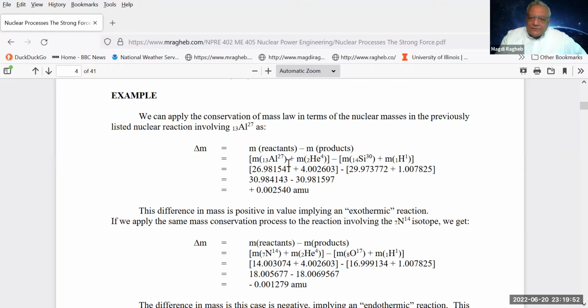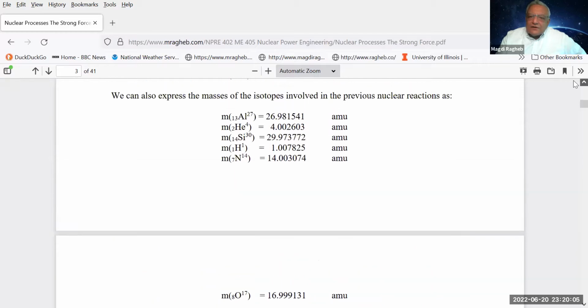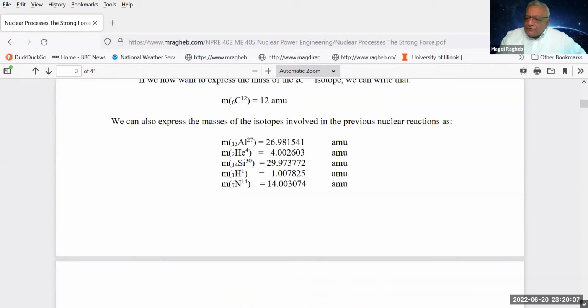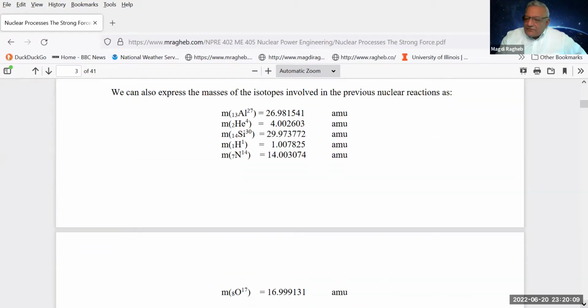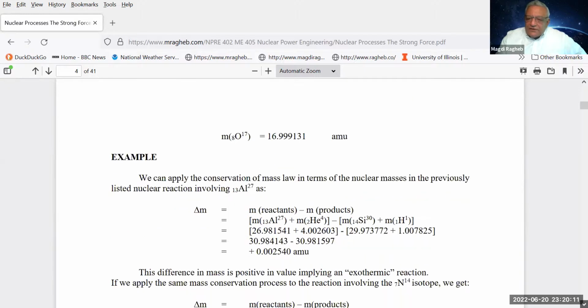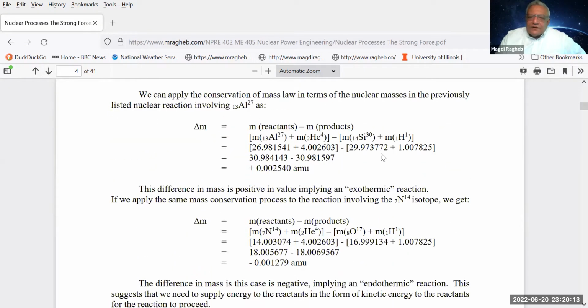Later on, we will distinguish between them and the neutral atoms, but for the time being, we can go now to the chart of the nuclides. The mass of the aluminum-27 has been listed right here from the chart of the nuclides. We substitute the numbers, we add the masses of the reactants minus the masses of the products, and you find that you get a positive number, and the difference is 2.5 at the 3rd decimal point in atomic mass units.